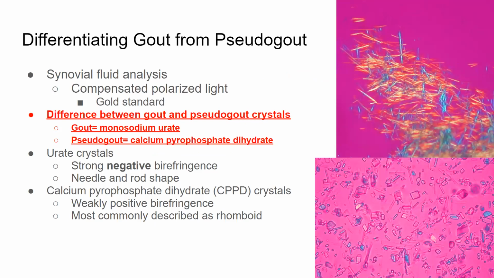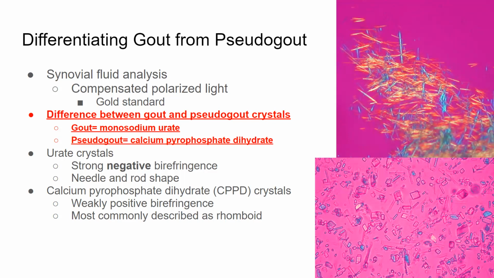Okay, and then this is also really high yield. Knowing the difference between a pseudo gout crystal and a gout crystal, both composition and makeup, knowing that uric acid or monosodium urate is gout, and then the calcium pyrophosphate dihydrate is the pseudo gout. You will get questions on this probably on your quiz on Friday, as well as your final exam. They'll probably give you either the polarized image, or they'll say, what is the crystal that causes this? And then you'll have to know what the makeup of it is. So make sure you guys know both of those.